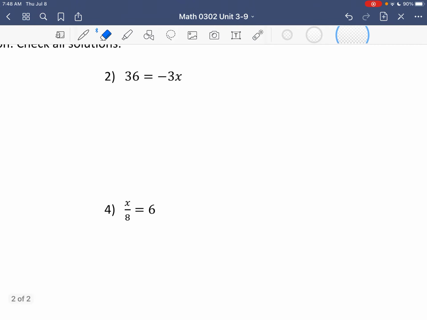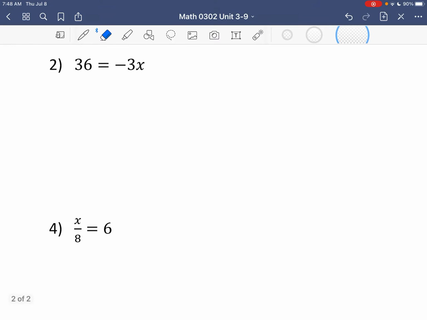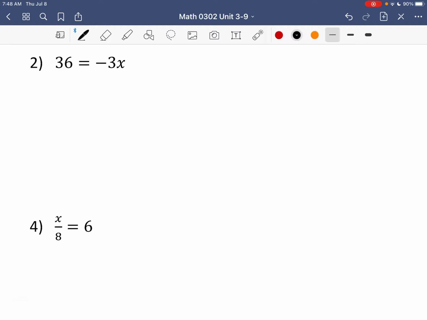Okay, let's take a look at part 2. I believe by now most of you are pretty good at this, so we'll start picking things up a little bit speed-wise. So the statement is 36 is equal to negative 3 times x.